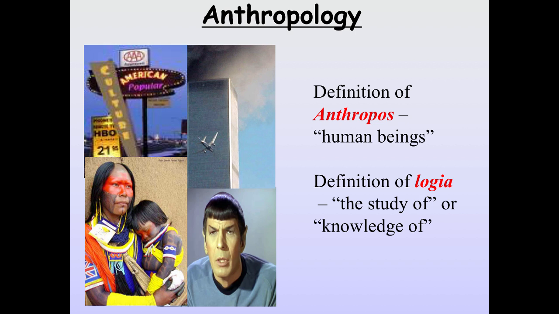All right, so to begin this lecture, what we first need to do is to come up with a definition of what anthropology in fact is. If we break down the word anthropology, anytime you see an ology, that just means the study of or the knowledge of. So this is a discipline where we look at human beings, anthropos. We look at human beings and we study them anytime, anywhere, any place.